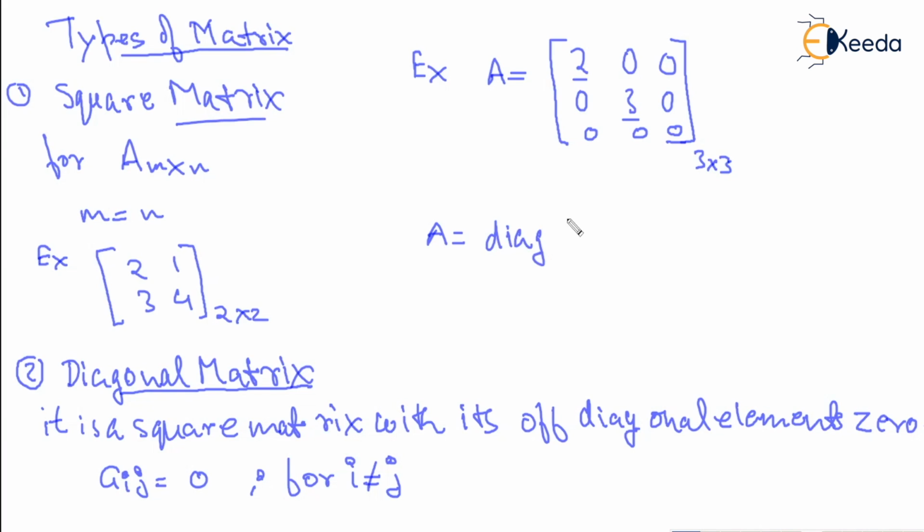So if the diagonal elements are already clear, this matrix can be represented as diagonal 2, 3 and 0. This means A is a matrix with dimension or order 3. Why 3? Of course it is a square matrix. So 3 means 1, 2, 3. So it is a 3 cross 3 matrix and the diagonal elements are A11, A22, A33, and these are going to be these three values. So somewhere we have made it in a short form, right?